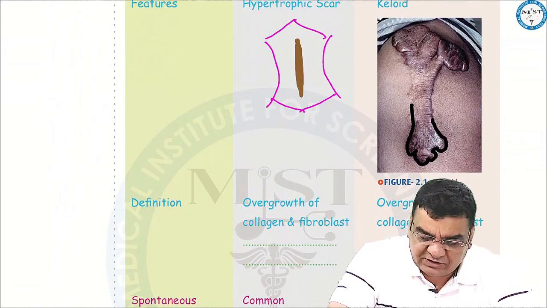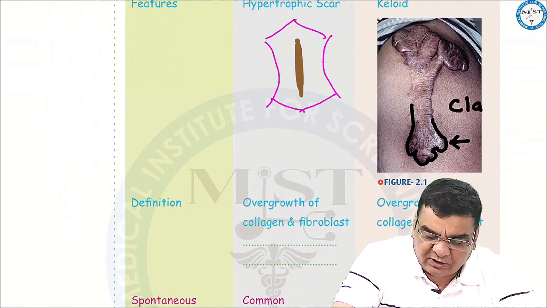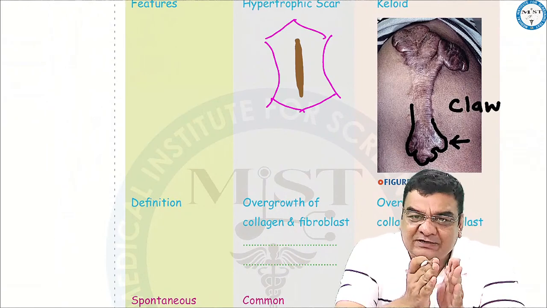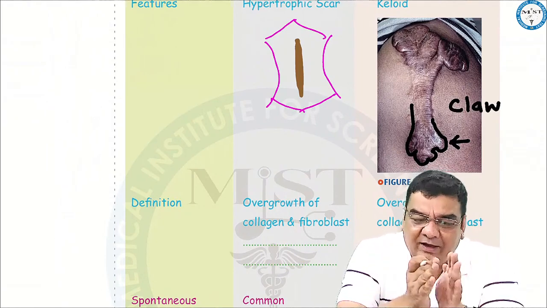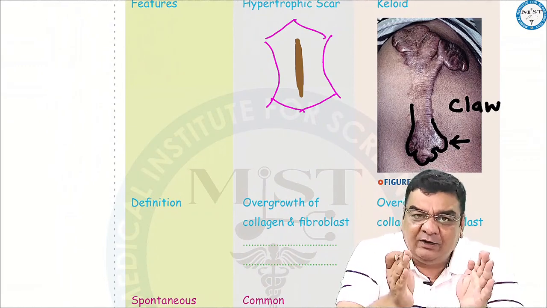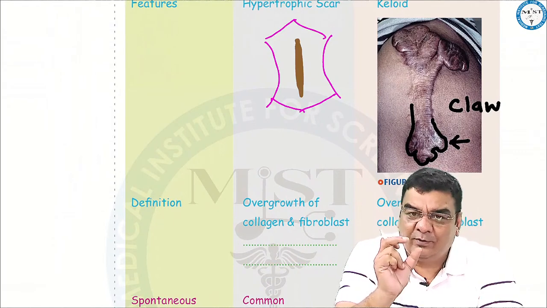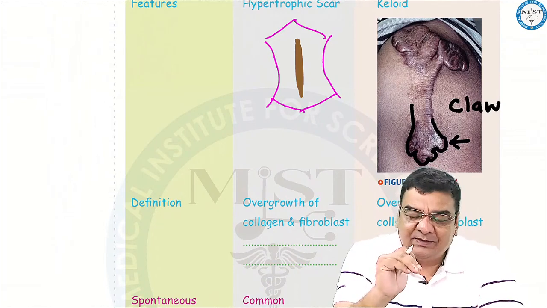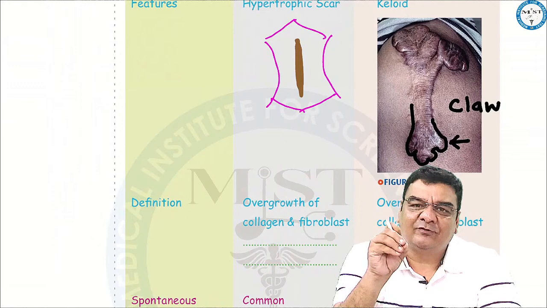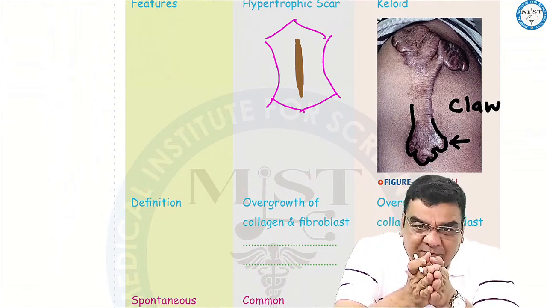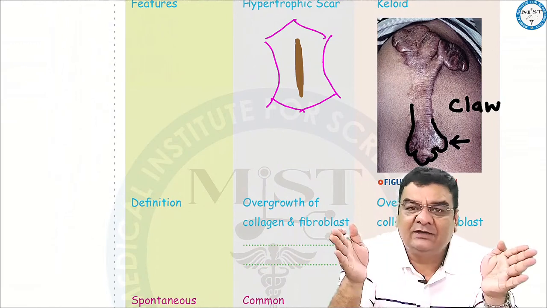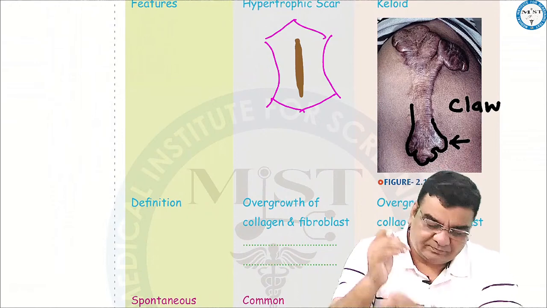And generally this extension, what you're seeing, is taking place in a claw-like manner. If the overgrowth extends beyond the limits of the wound in a claw-like manner, usually we call that a keloid. The name keloid is derived from the word claw. Sometimes, after the operation, when you look at the scar, there may be overgrowth of collagen fibroblasts which are confined within the limits, that is a hypertrophic scar. If it extends beyond the limits, that is a keloid, right?